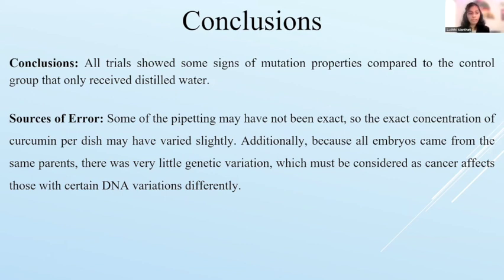Additionally, because all the embryos came from the same parents, there is very little genetic variation, which must be considered as cancer affects all with different genetic variations differently. Because everyone has different DNA that is being replicated, and when the p53 proto-oncogene cannot regulate it in one patient, there may be different mutations present in the cancer as compared to another patient with the same type of cancer.